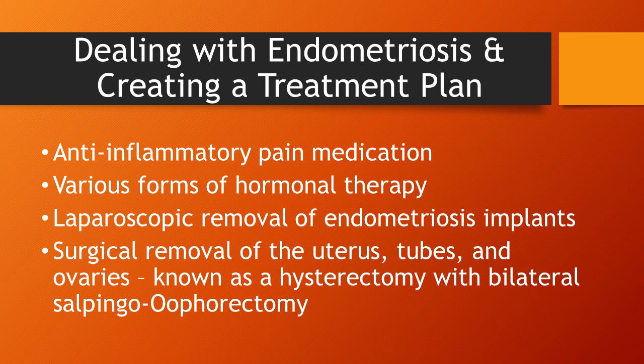Okay, and then the third bullet statement, laparoscopic removal of endometriosis implants. This is another popular option for treating endometriosis. And then the final one, surgical removal of the uterus, tubes, and ovaries. This is known as a hysterectomy with bilateral salpingo-oophorectomy.